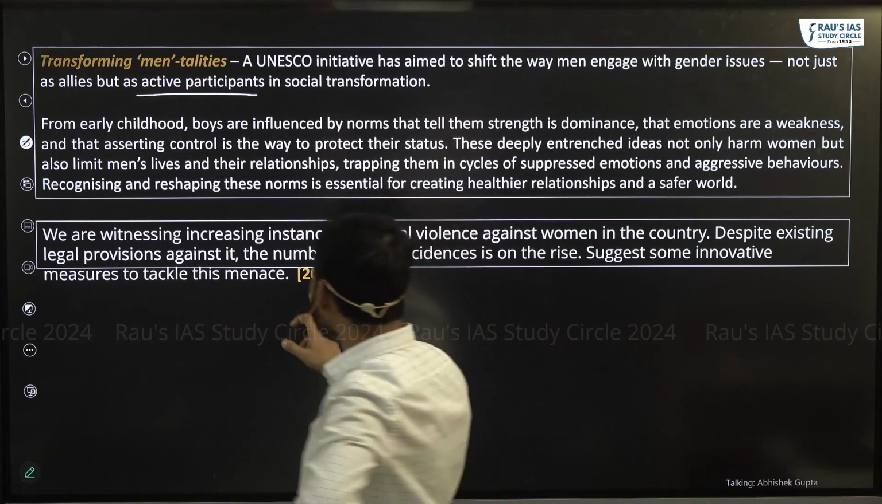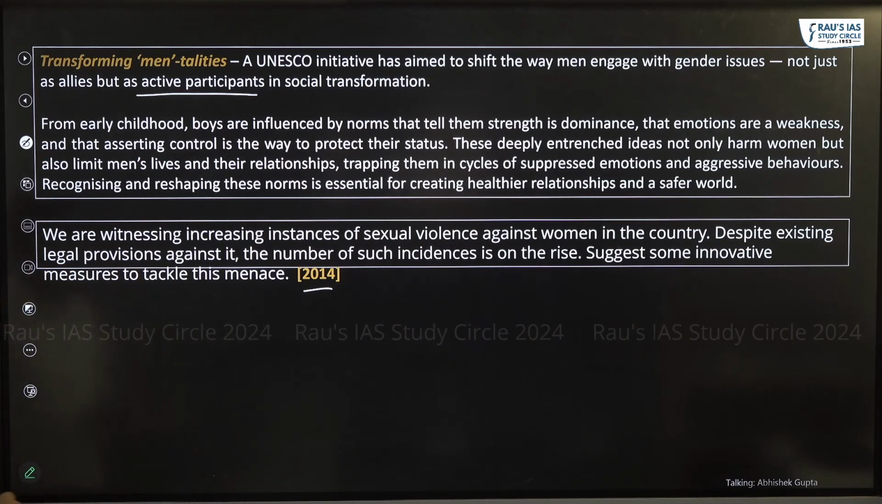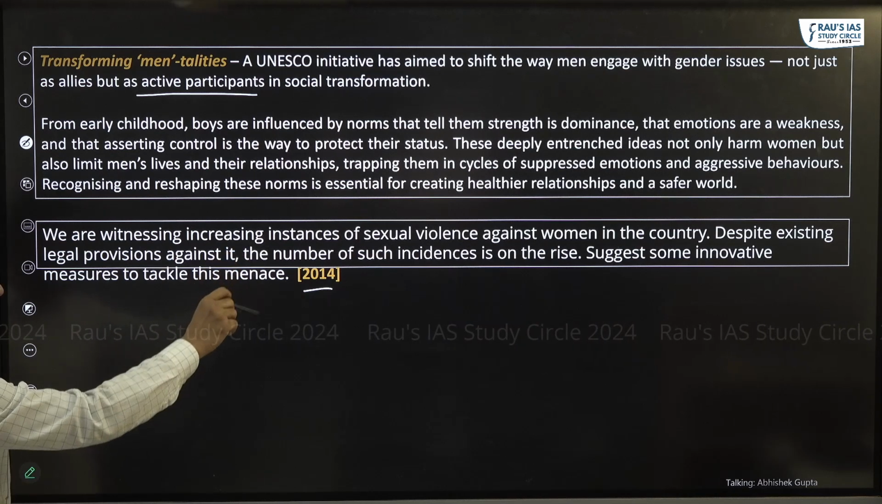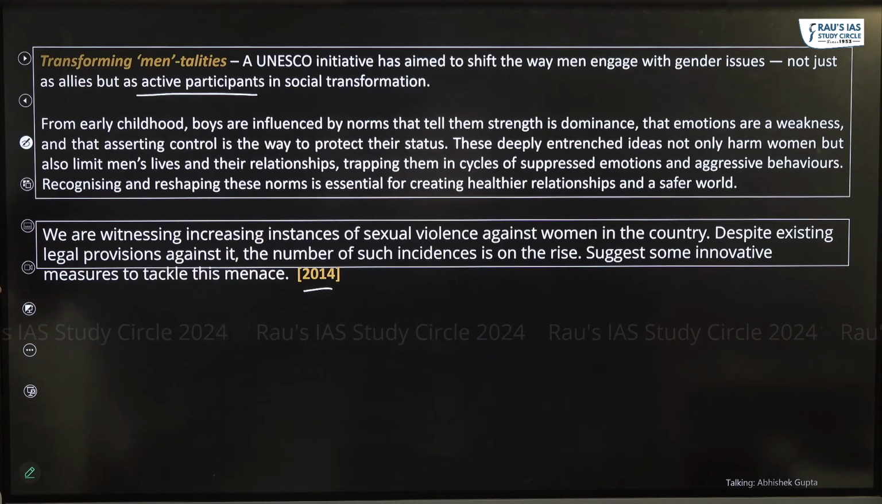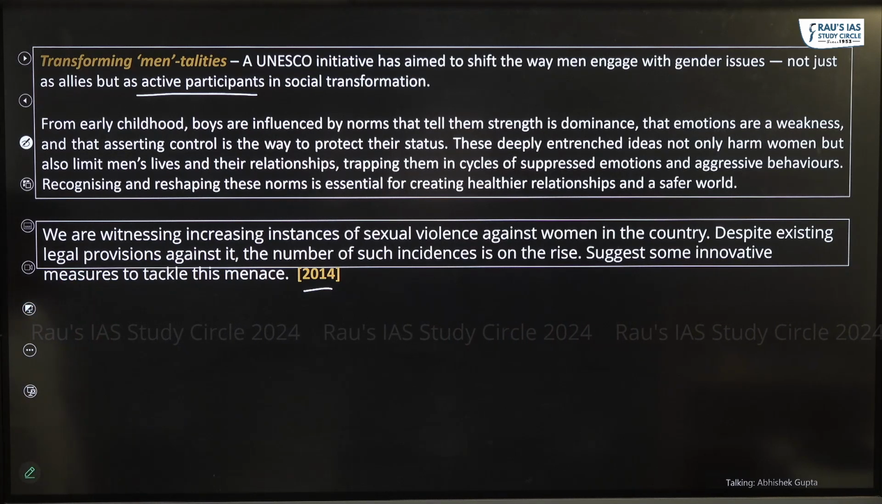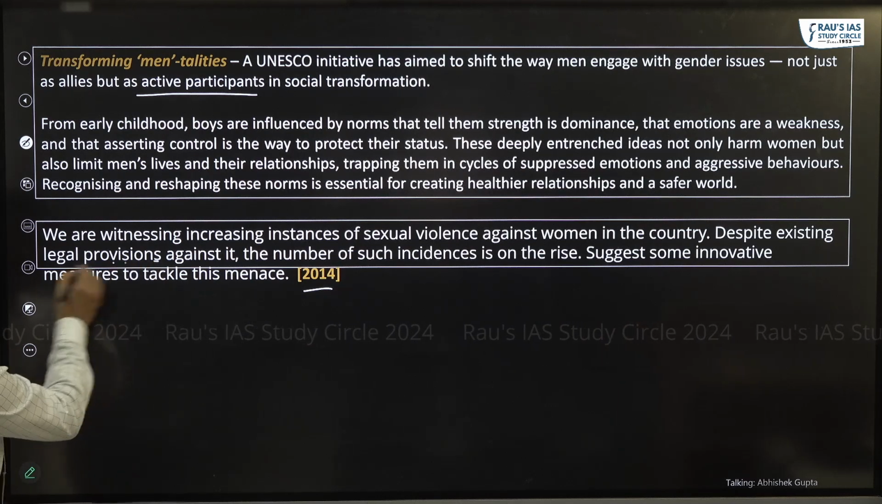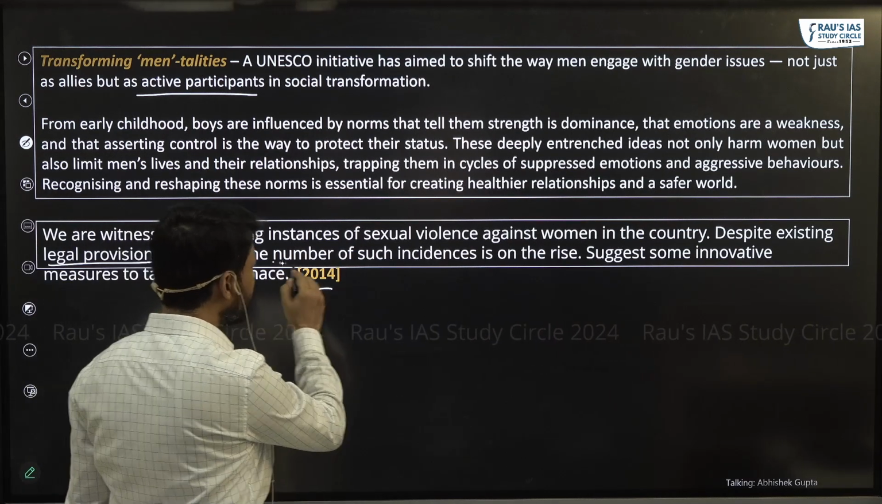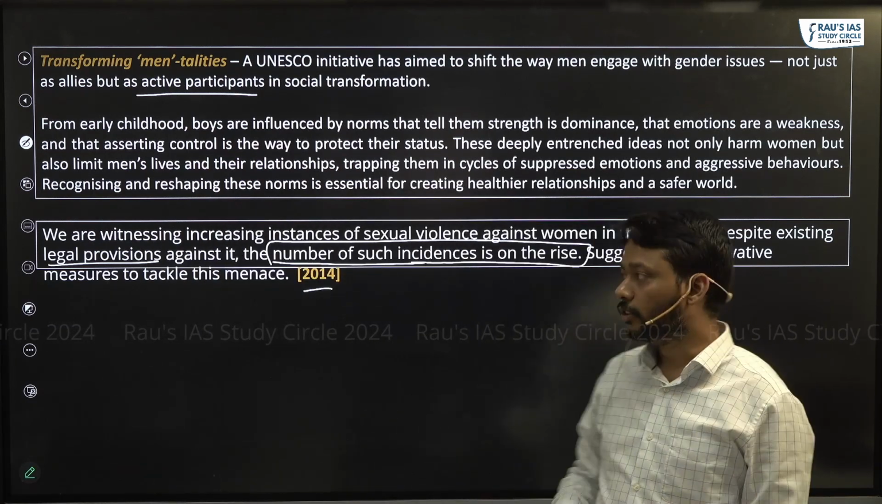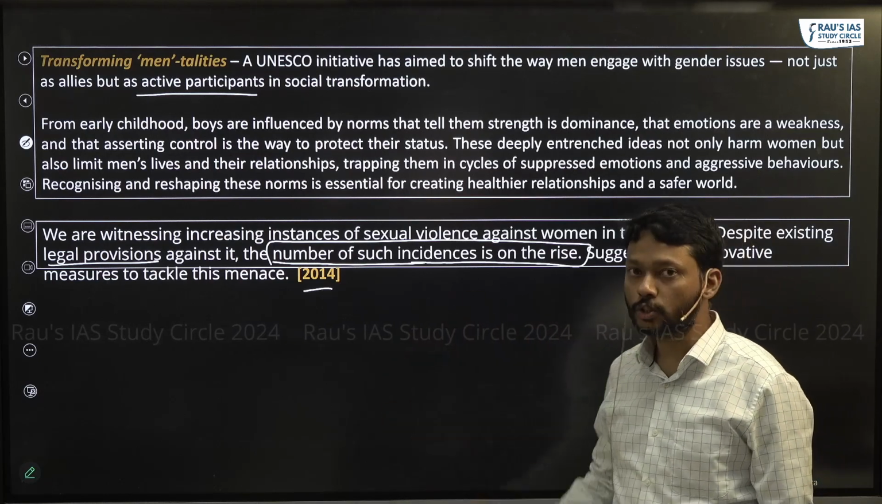I would like to show you one of the questions that was asked in 2014 in the question paper. We are witnessing increasing instances of sexual offense against women in the country. Despite existing legal provisions against it, the number of such incidents is on the rise. Suggest some innovative measures to tackle the menace. The question is saying that there are laws in the country, but the law is not working. So the question was asking, suggest some innovative measures to tackle this menace.